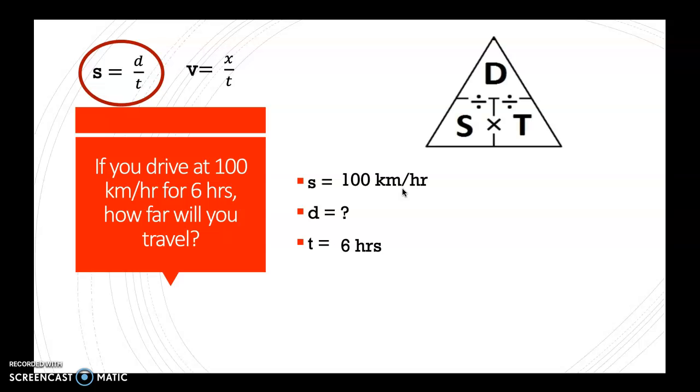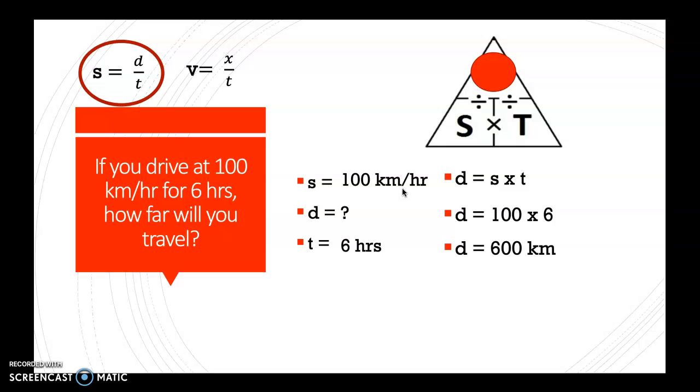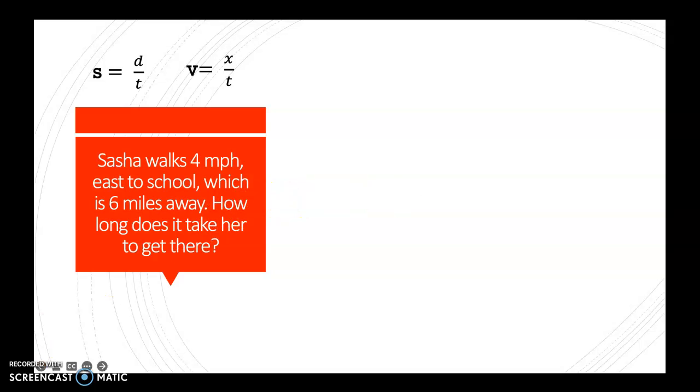So to find my distance, I'm going to cover up the distance on my little triangle here. So it's going to be speed times time. So the distance would be 100 times 6, or 600 kilometers. Take a second, pause the video, and work through this one.